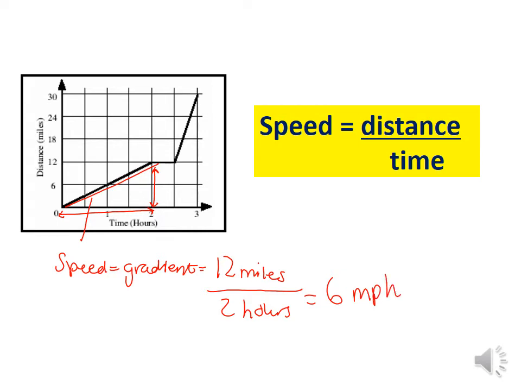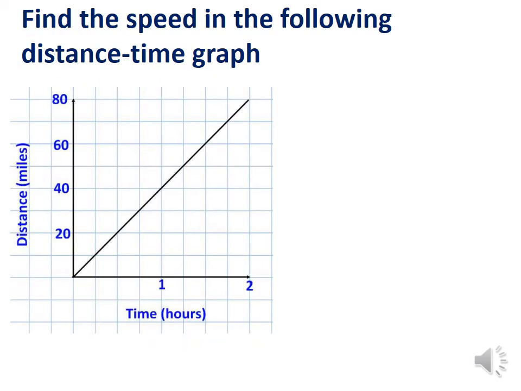That is all we have to remember: if you're working out speed from a distance time graph, we just work out the gradient of the line we are interested in. So moving on, let's have a look at this one. Calculate the speed in the following distance time graph. Remember, speed is gradient, so if I pick 2 easy points to read off, that point and that point, I will be able to work out the speed by working out the gradient of that line. So remember, speed is gradient.